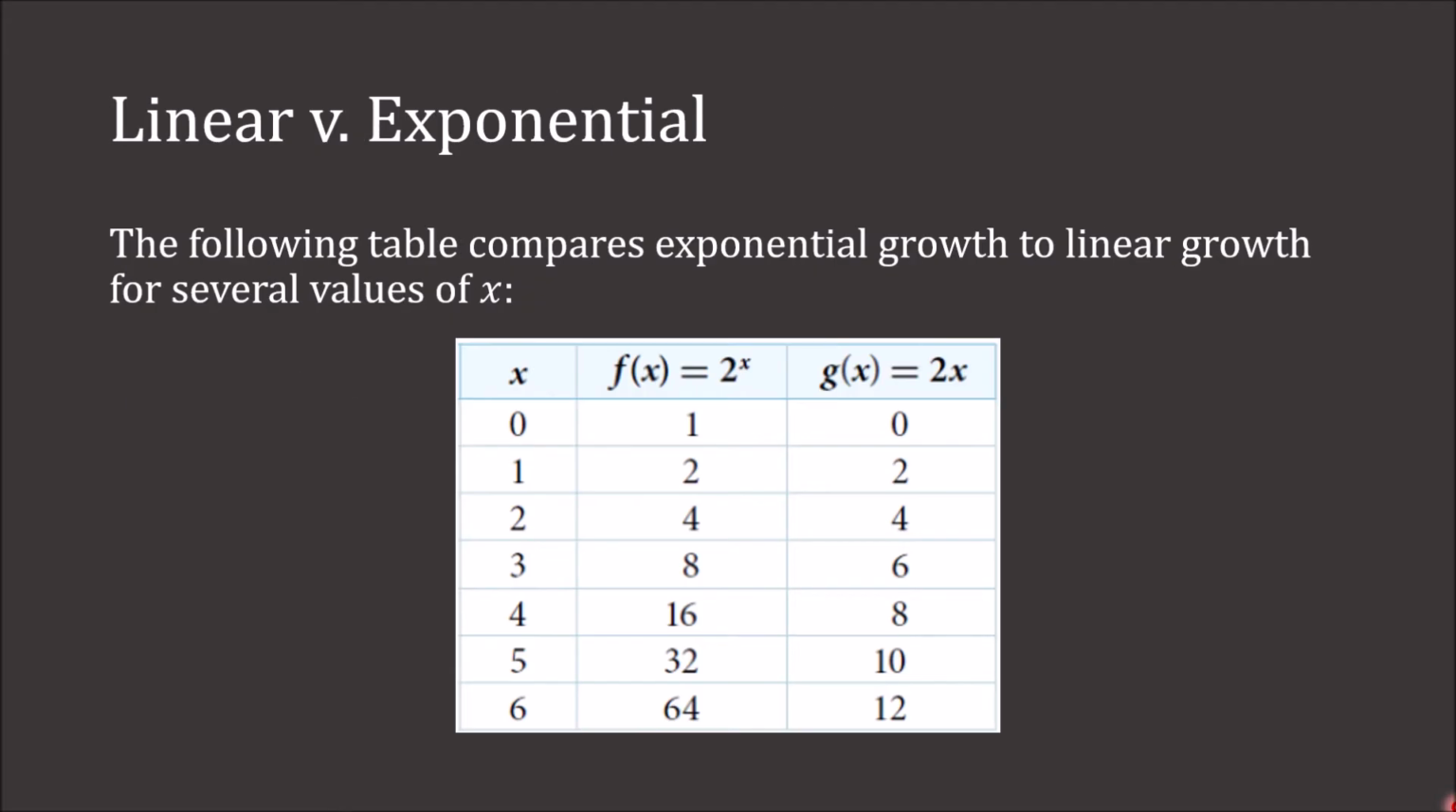So the following table compares exponential growth to linear growth for several values of x. Right, you can see that for a while they're equal and the growth isn't as drastic, but then it will really start to take off, right? Like, look right here. After 6, 2 to the x is already 64, whereas 2x is 12.